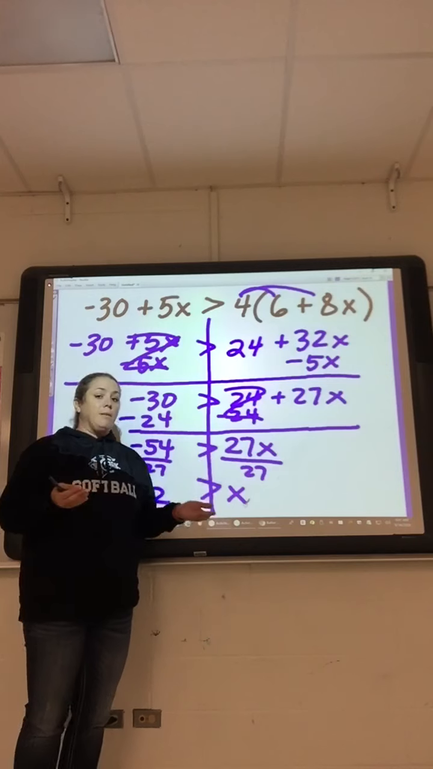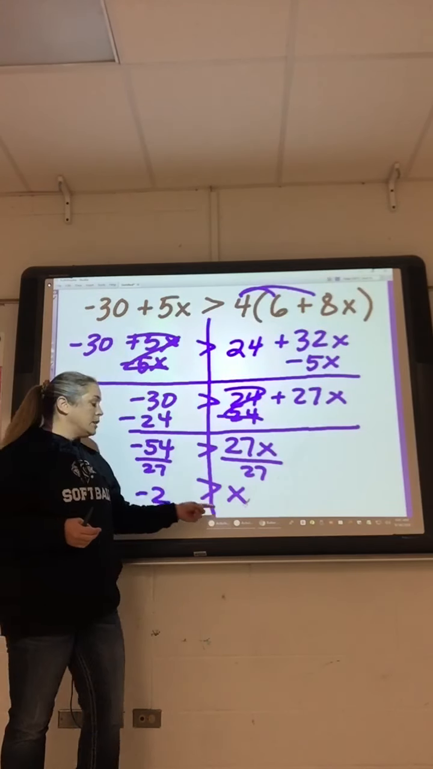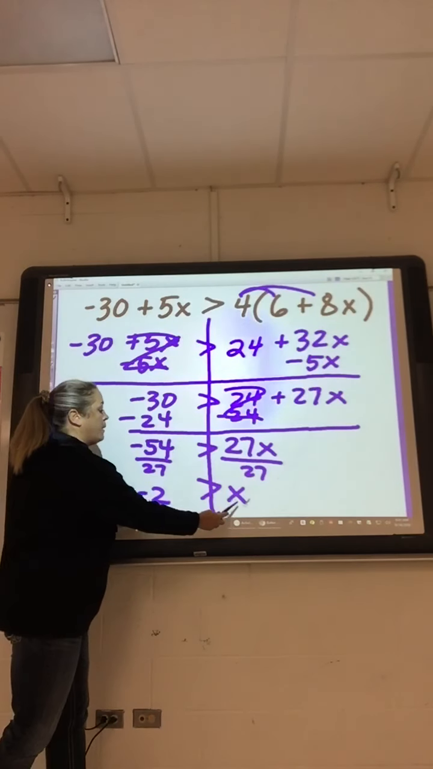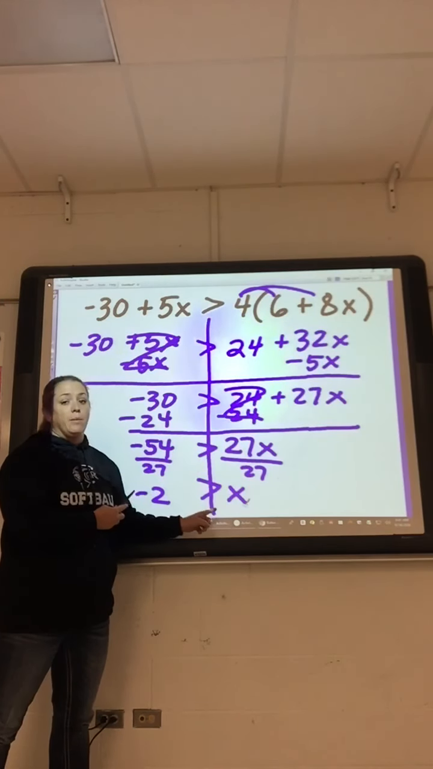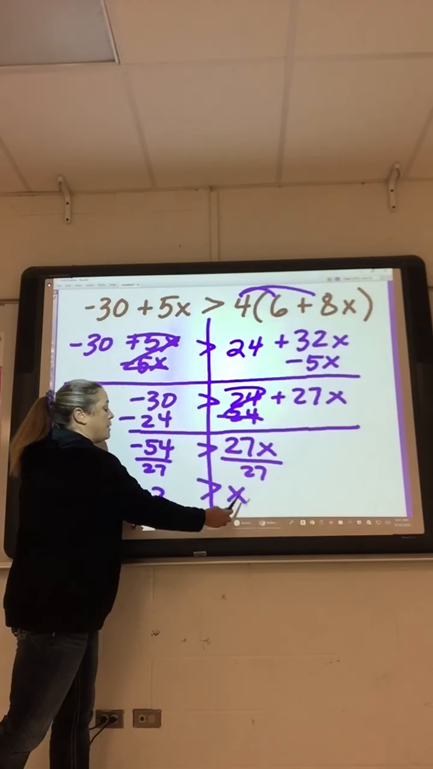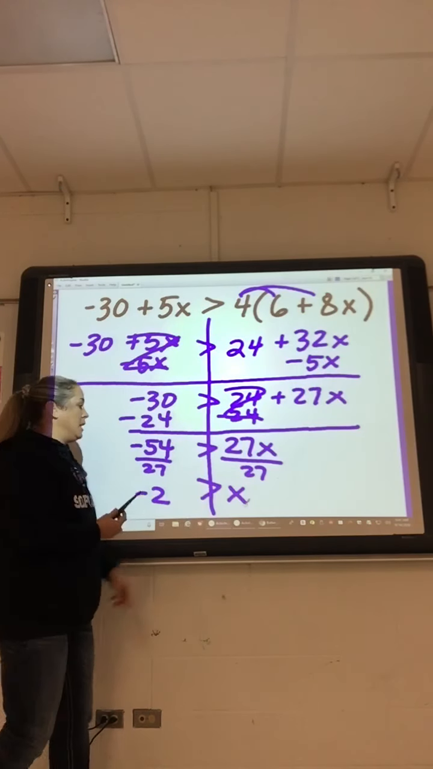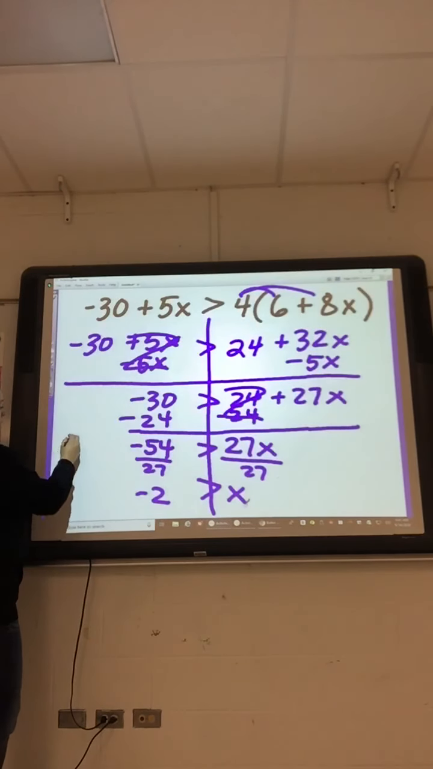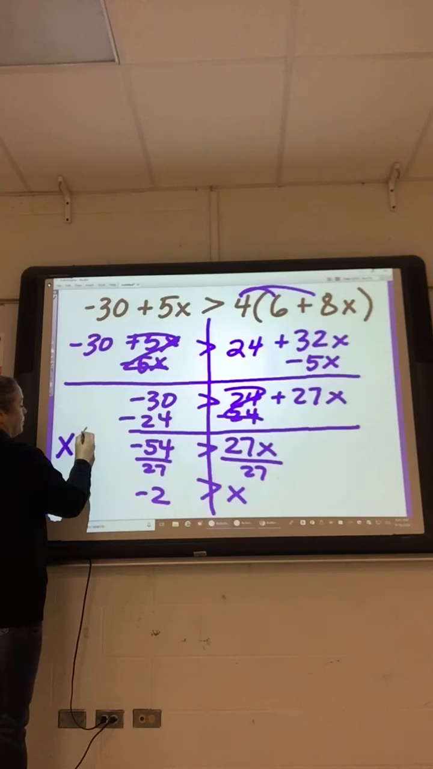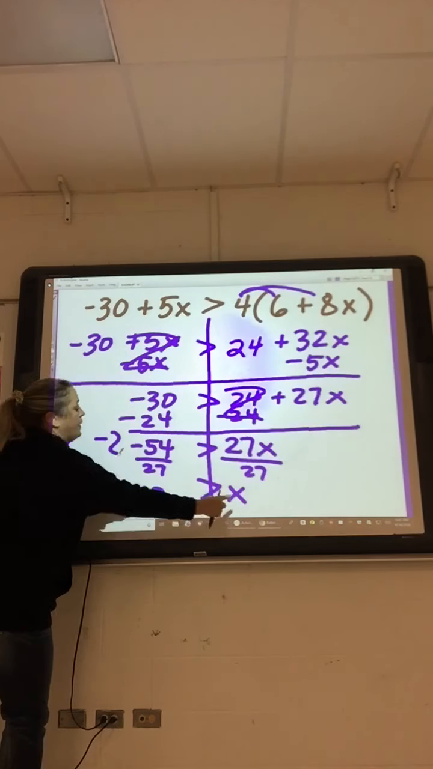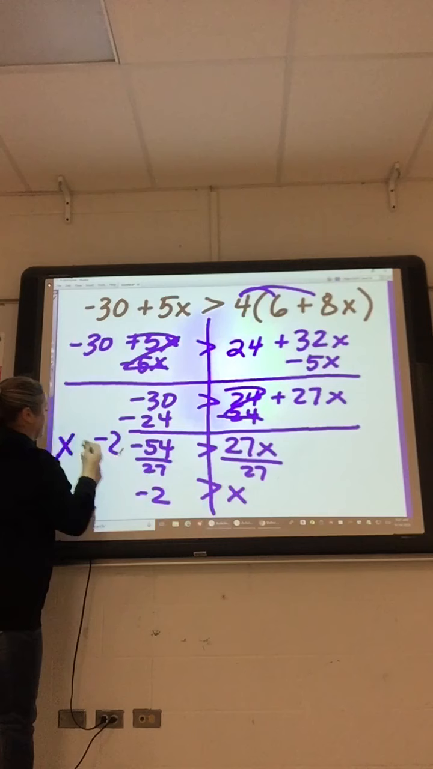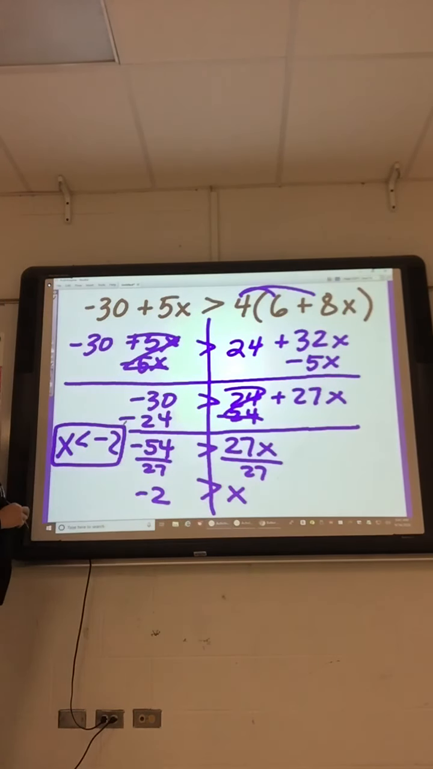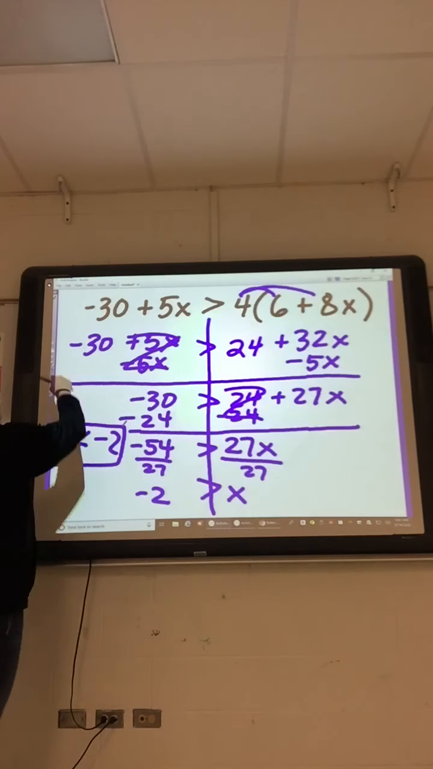When you divide by a negative, you flip the sign, but also when you rewrite your inequality, if I flip these two, I then would have to flip the sign. So your answer on a multiple choice would be x and negative 2. I'm going to flip those two, and I'm also going to flip my sign. So instead of greater than, it's going to be less than.